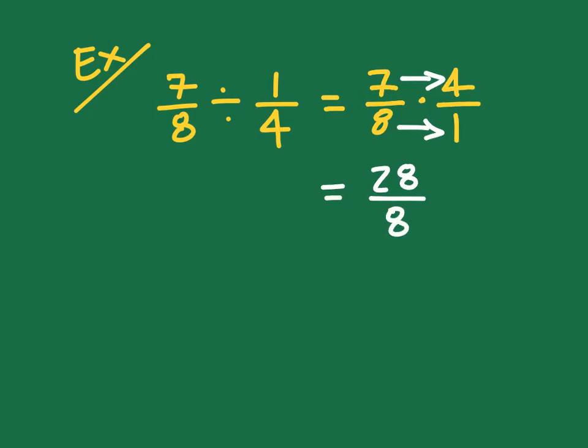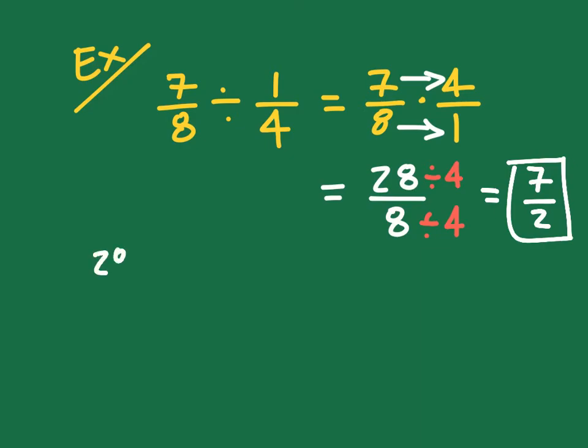Now, these numbers can be divided by a common number. I know that my largest common number is going to be 4. So I can divide each of these numbers by 4, and it's going to simplify. 28 divided by 4 is going to be 7. 8 divided by 4 is going to be 2. And that's my answer.